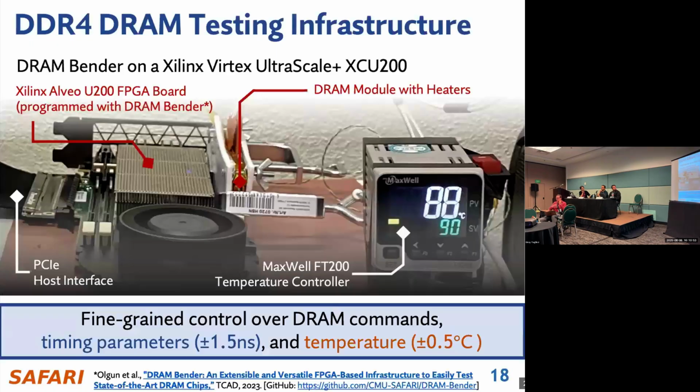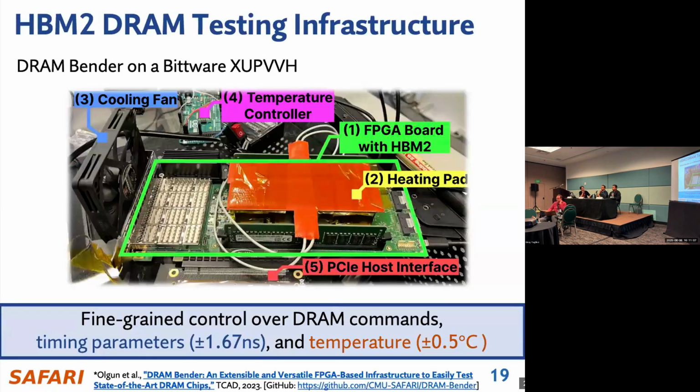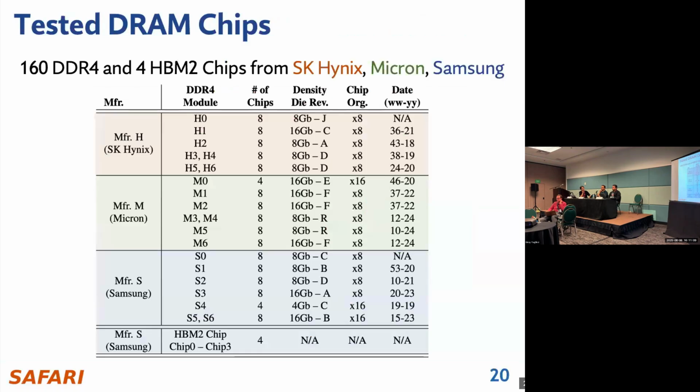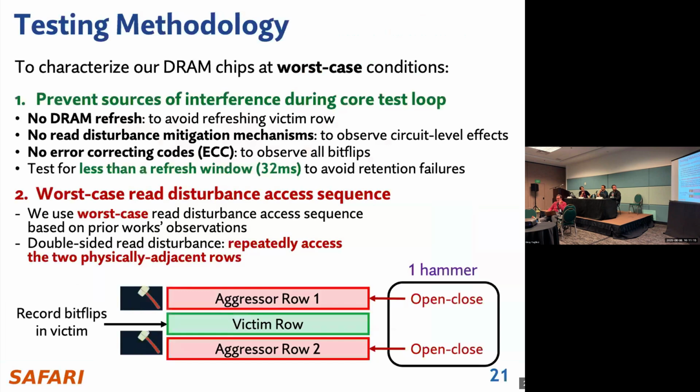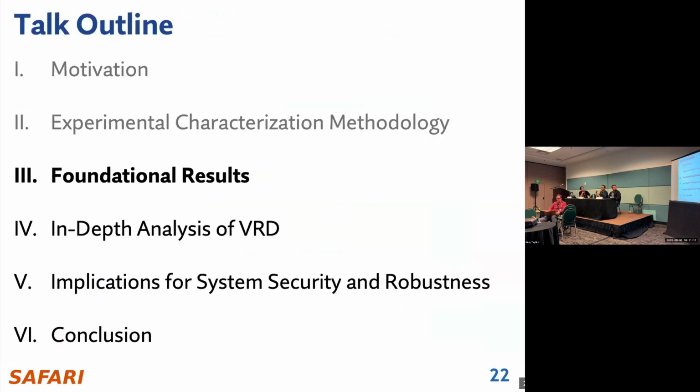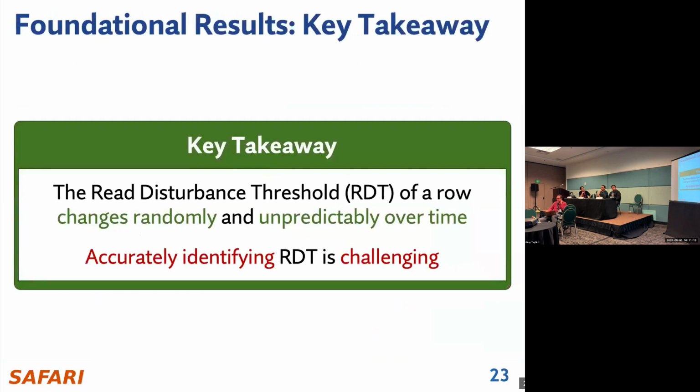Okay, so we use our experimental testing infrastructure. It's called DRAM Vendor, and we have a laboratory. We have close to, I guess, 80 of these FPGAs right now, maybe 100, where we can test DRAM chips. And we have an HBM infrastructure also to test HBM chips. And we tested a lot of chips from major manufacturers. And I'm not going to bore you with the testing methodology. Let me give you some foundational results.